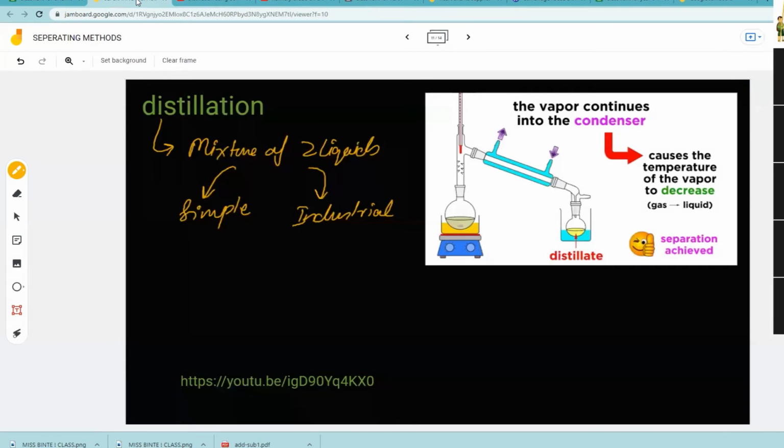Okay, so this is called distillation, simple distillation. Distillation is used to separate two liquids, but the main thing is considering their boiling points. Is this clear? Yes.